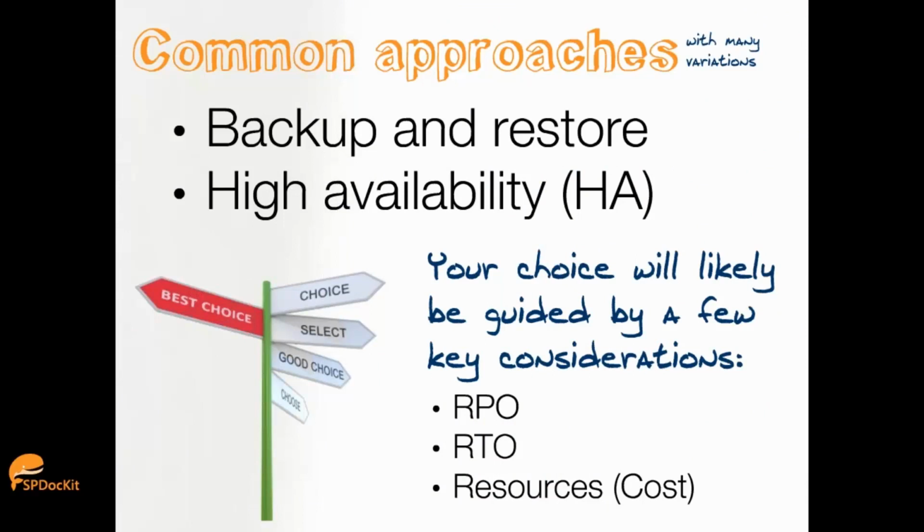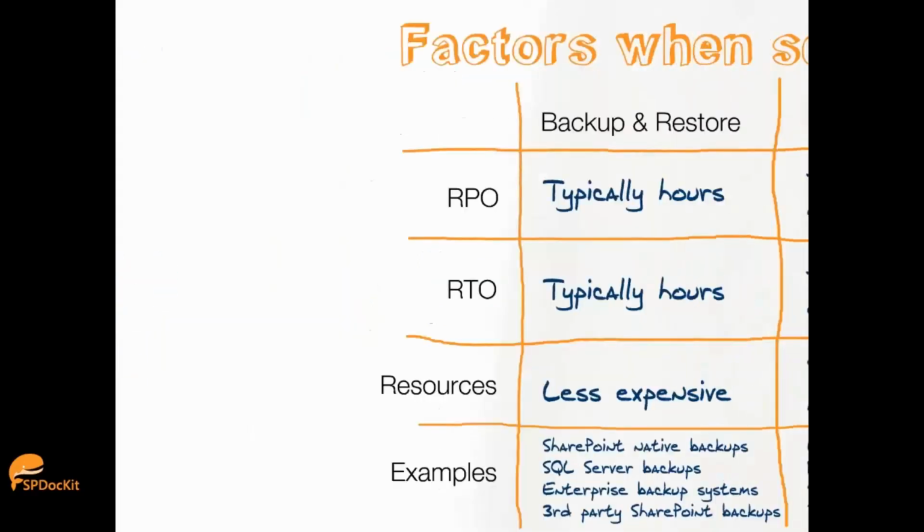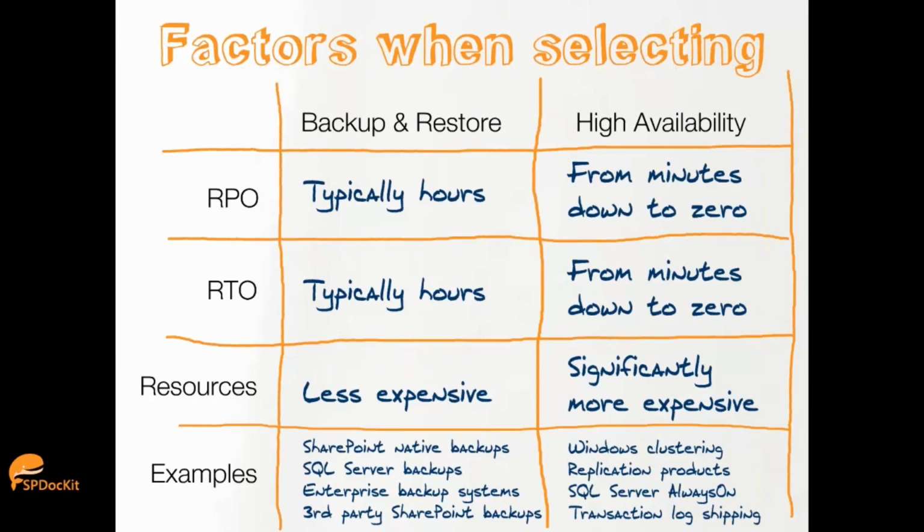So we have to look at things like high availability, additional servers, other farms that we can fail to. RPO and RTO are going to help us determine if backup and restore will work for us or if we need to use high availability. In reality, oftentimes we use a combination of the two, because if we look at the factors involved when making a selection, backup and restore versus high availability, there's oftentimes a very big cost differential. Backup and restore tends to be a bit looser when it comes to RPO and RTO, but it's going to be the less expensive option.